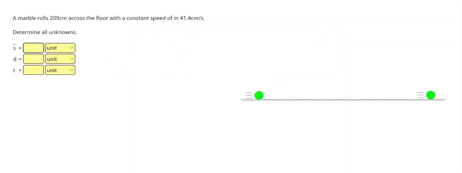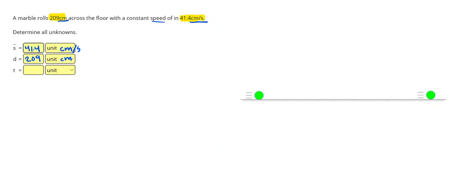All right, next one says a marble rolls 209 centimeters across the floor with a constant speed of 41.4 centimeters per second. All right, so 209 centimeters, especially by looking at those units, I can tell that that should be my distance, because centimeters by themselves are a unit of distance. Centimeters per second are a unit of speed, so 41.4 is my constant speed. It also said the word speed right there, centimeters per second.